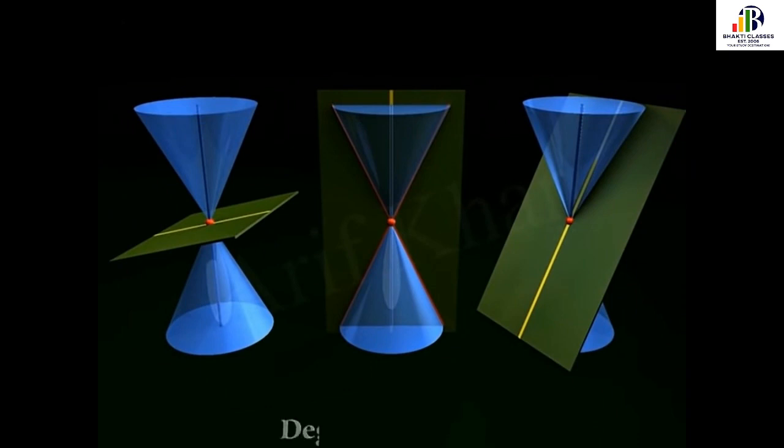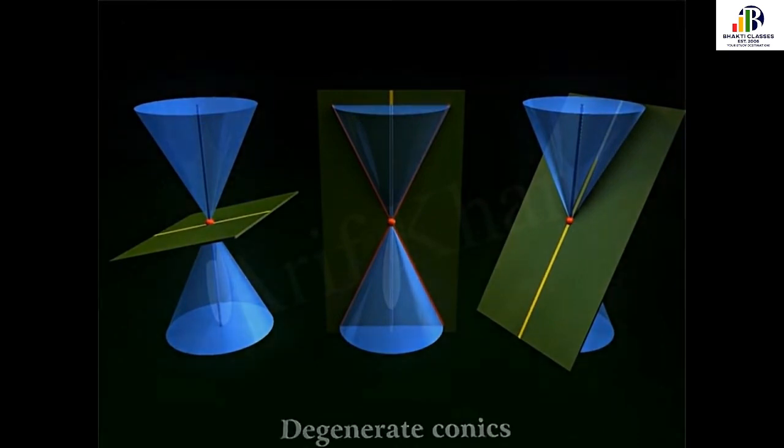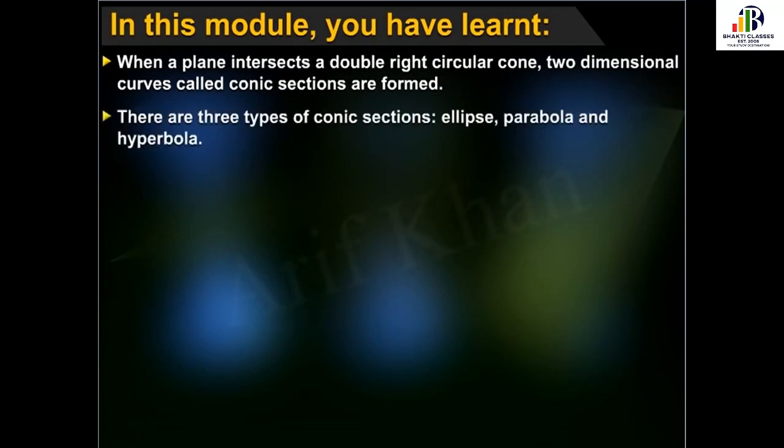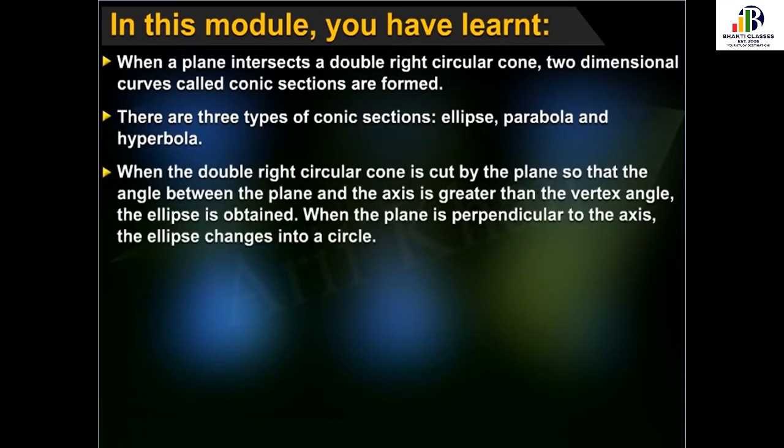So there are 3 cases when we will get the degenerated conics, that is point, line and the plane. When a plane intersects a double right circular cone, 2-dimensional curves called conic sections are formed. There are 3 types of conic section: ellipse, parabola and hyperbola. Circle is also there, which is also called a conic section.